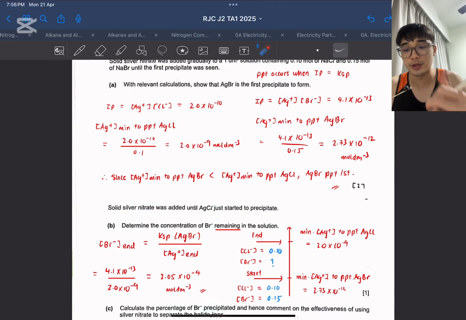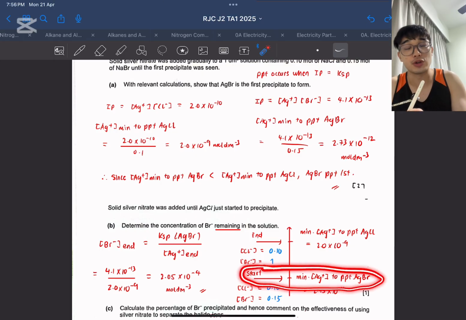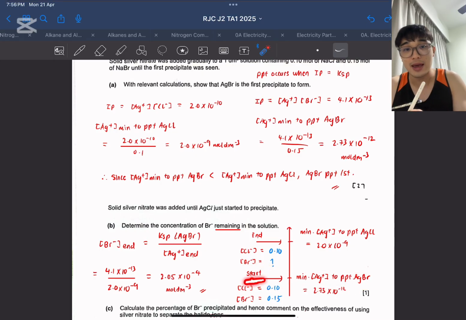Okay, so think about it this way. I have drawn this diagram here. AgBr precipitates first because the concentration of Ag+ to add is much lower. To precipitate AgCl, the concentration is much higher. Okay, so with that said, that means this is the start of our precipitation. This is where we start to see AgBr come out, not AgCl.